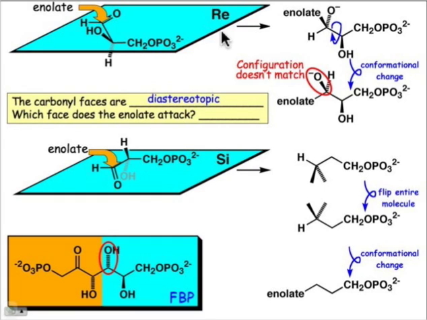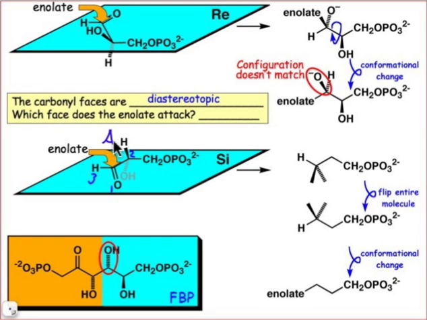We can guess that Re face isn't the right attack, probably Si face is. Let's go through that process and make sure that that outcome is correct. So you can prioritize in the same way. Convince yourself that now we're looking at the Si face. Oxygen is number 1, carbon is number 2, this hydrogen is number 3. Again, I've basically taken that carbonyl group and oriented it like this.